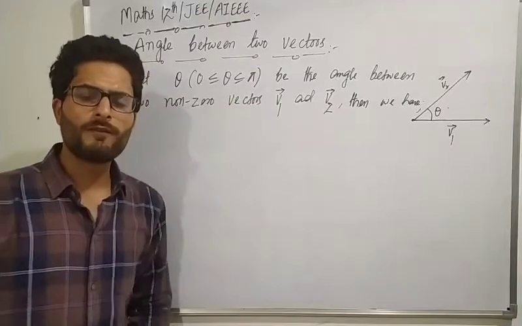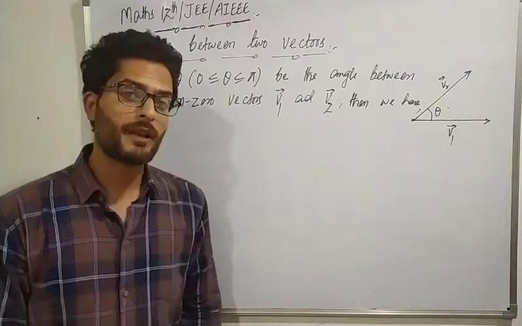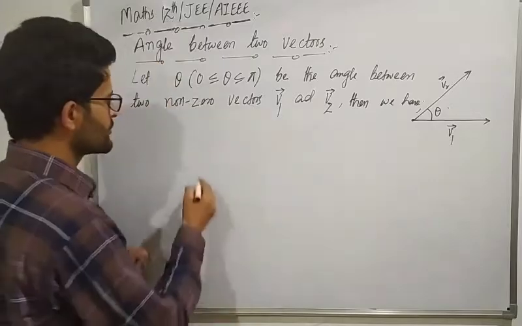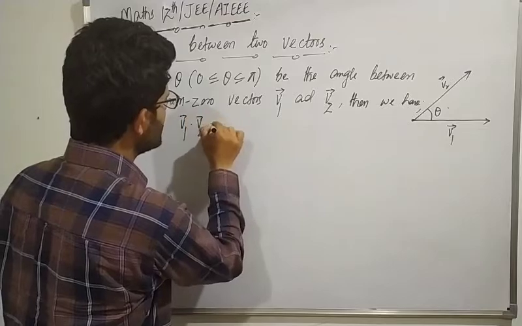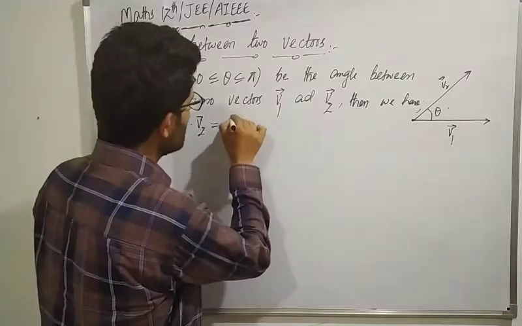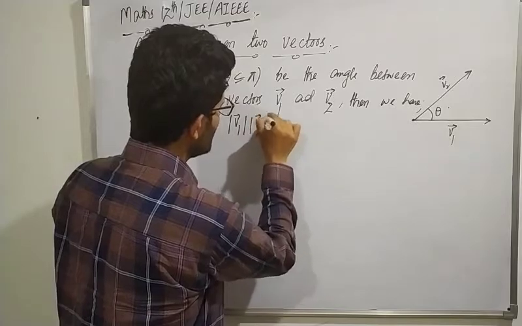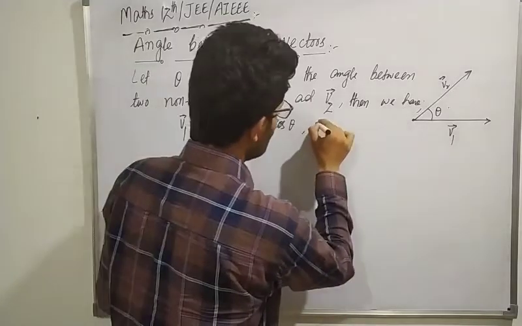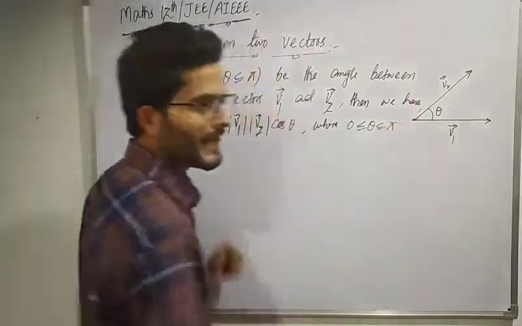here we will use the definition of dot product of two non-zero vectors. What is the dot product of two non-zero vectors by definition? It is the product of their moduli and the cosine of the angle between them. So v1 dot v2 is equal to the product of their moduli, that is magnitude of v1 into magnitude of v2 into cos theta, the cosine of the angle between them, where 0 is less than or equal to theta is less than or equal to pi.